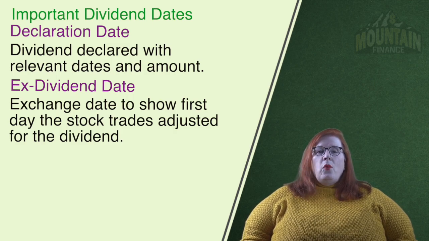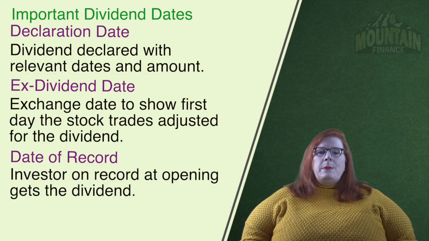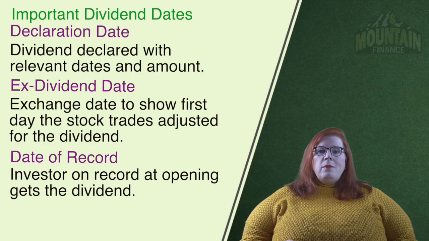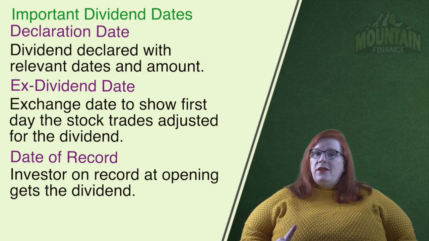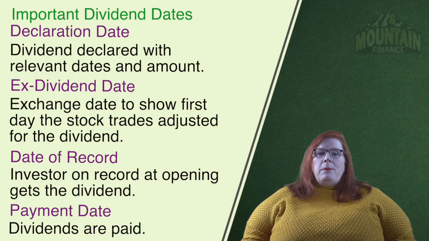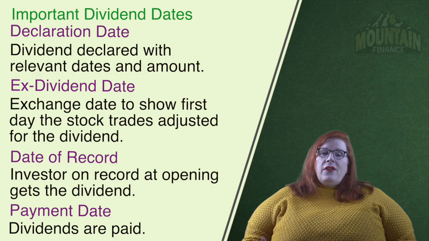The next date of importance is the date of record, and that is the day an investor must be on the books to receive the dividend. This is huge because if you miss this date, you are not going to receive any dividends. We will break this down in a moment, as it is key to dividend capture. The final date is the payment date, which is when the company pays out the dividend to your broker. In most cases, you then receive that dividend the next day.